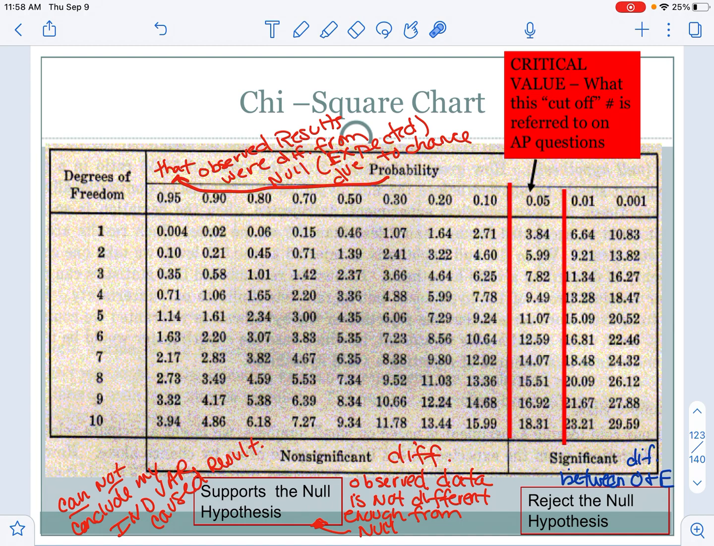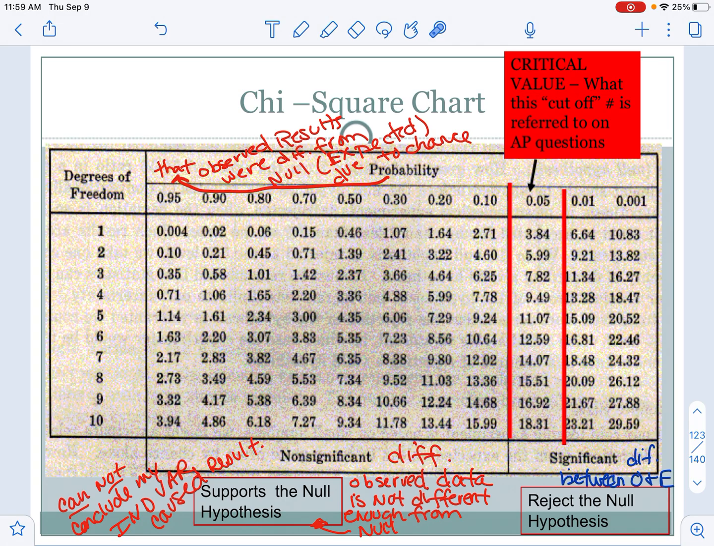Like, how likely is that due to chance? So how often would that happen? And so like this 0.90, that means that the probability is 90% of the time we would get the results that we did off of the null by chance, which means if it's by chance, we can't conclude that it's because of our independent variable.